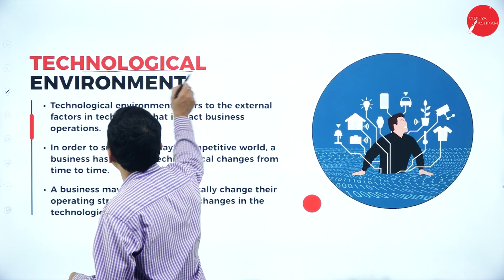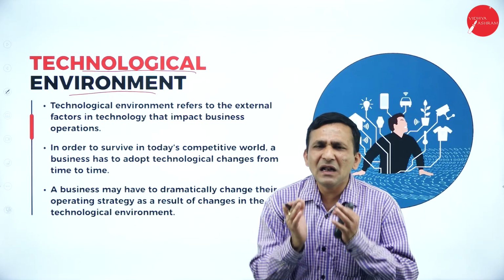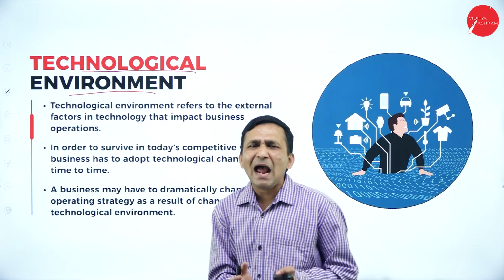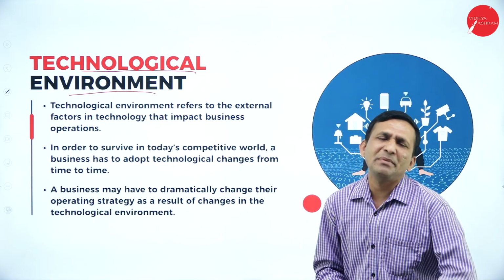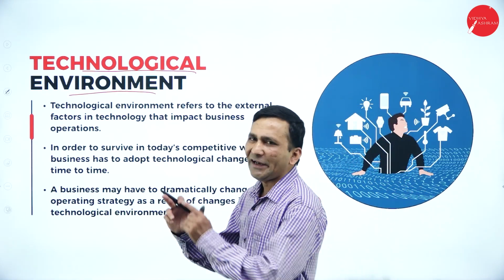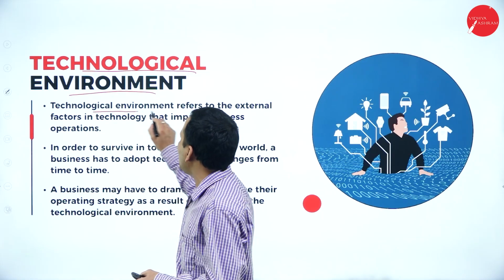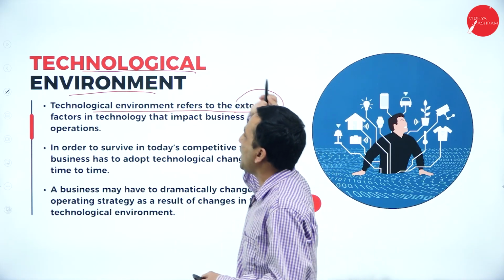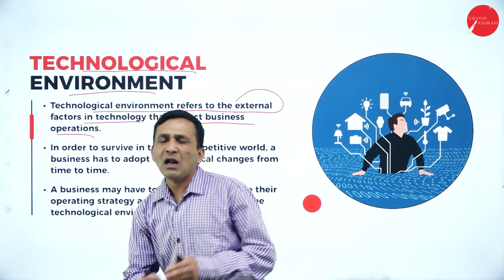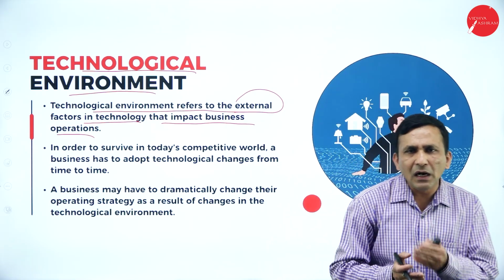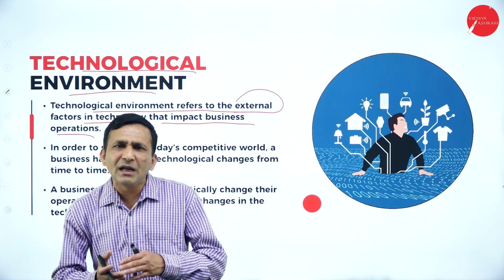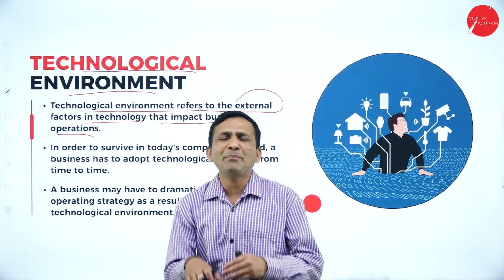Now moving to the technological environment. Under technology, we are standing in a competitive world. Of course, with the rapid change of technology, the businessman must adapt to the technology, whatever is happening or changing according to the situations. So the technological environment refers to the external factors in technology that impact business operations. Now we classify developed countries and underdeveloped countries. Underdeveloped or developed, almost all of them have now adapted the technology.